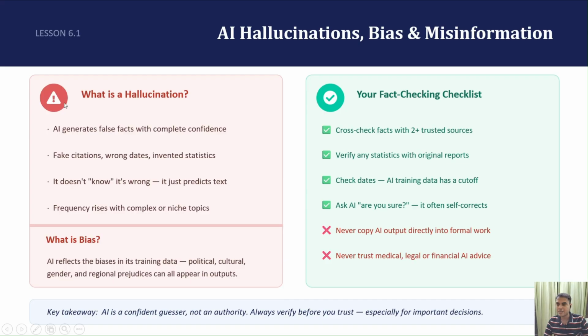So let us also read this, what is hallucination. AI generates false facts with complete confidence. When you are reading, you will say, yeah, this is the fact, but that is not a fact. AI has created that fact. There can be fake citations, wrong dates, invented statistics, and it does not know it's wrong. It just predicts text. Always remember, AI just predicts text. Then, frequency rises with complex or niche topics.